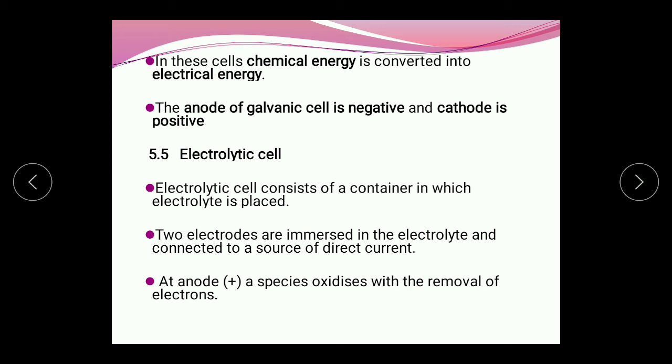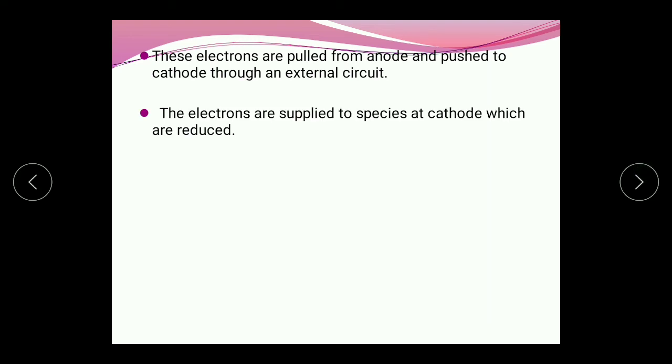At anode, a species oxidizes with the removal of electrons. Oxidation is the removal of electrons. Hence, at the positive terminal, that means at anode, whichever species is there gets oxidized by removal of electrons. These electrons which are removed are pulled from the anode and carried to the cathode through an external circuit. So at anode, oxidation takes place by removal of electrons. These electrons are taken by an electrical conductor and carried to the cathode through an external circuit.